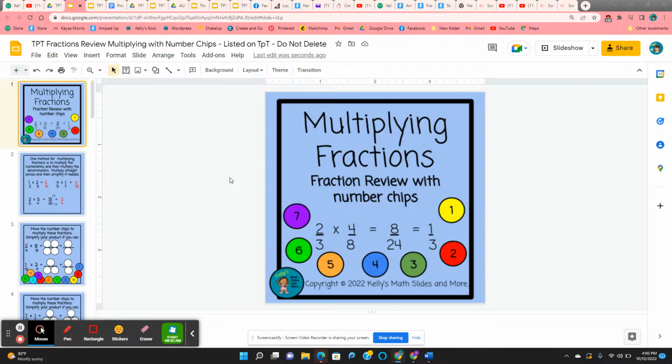Multiplying fractions with number chips. This is a fun way for students to practice multiplying fractions. They can move these little number chips around their screen, and it also gives them all of the possible answers. So that relieves a little bit of frustration for struggling students.